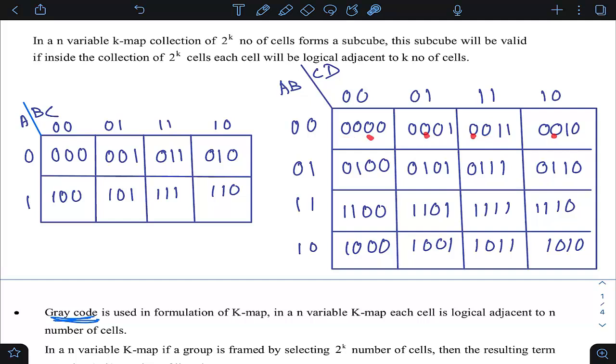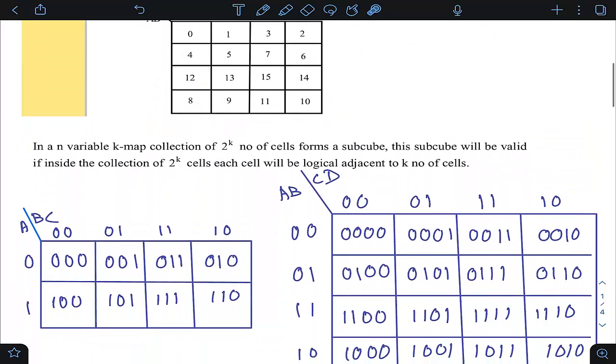0 1 3 2, then 4 5 7 6. Then this is 8, not this one, right? 8 9 11 10, then 12 13 15 14. You see 0 1 3 2, 4 5 7 6, then 12 13 15 14. Similarly, the last row is 8 9 11 10.